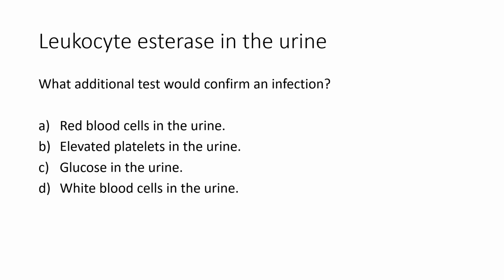Would it be looking for red blood cells in the urine? Would it be running a test that would show elevated platelets in the urine? Would it be looking for glucose in the urine? Or would it be looking for white blood cells in the urine? Well, hopefully you said it's white blood cells, because wherever they are, that indicates that there's some sort of an infection somewhere. So you'd actually just look at the urine under the microscope and see if you couldn't see some white blood cells.